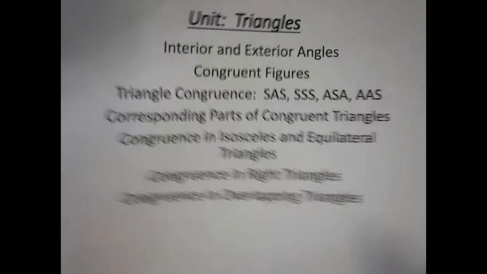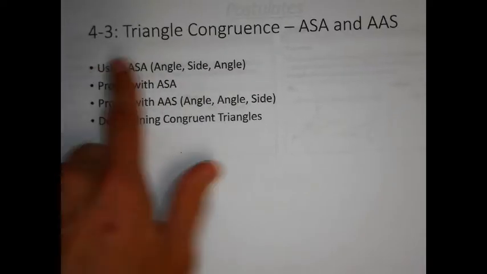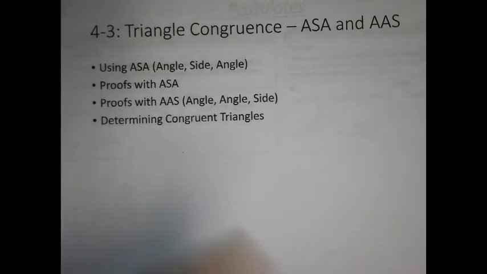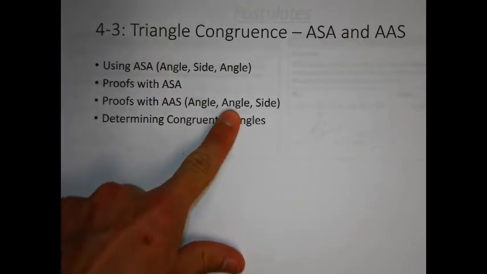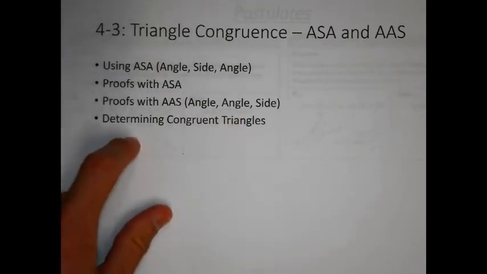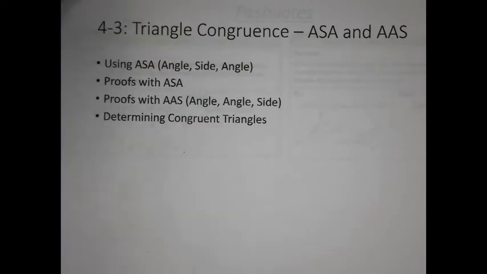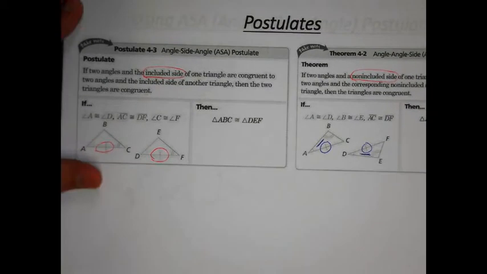So here's the little outline of the lesson, what we're going to cover: using angle, side, angle; proofs with angle, side, angle; proofs with angle, angle, side; more proofs; and then finally, determining congruent triangles. We're going to build upon one simple thing: notes. So we've got to learn some more postulates.